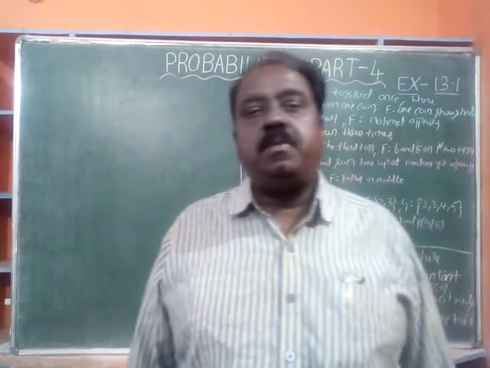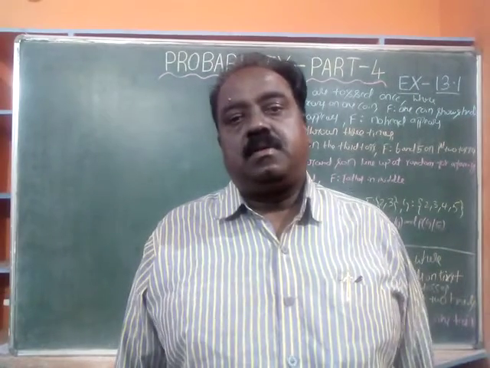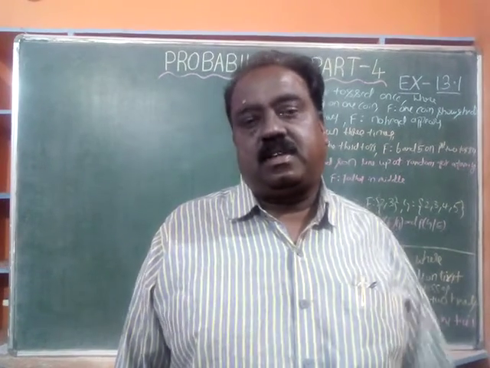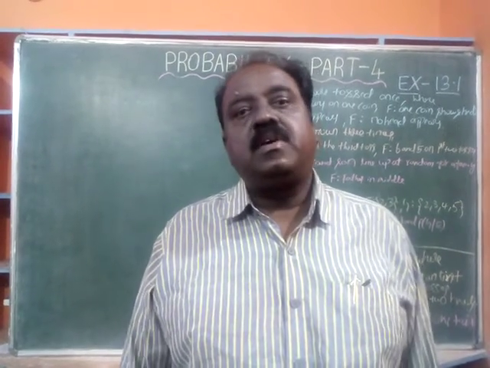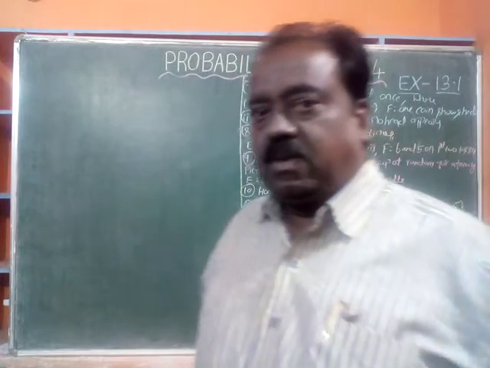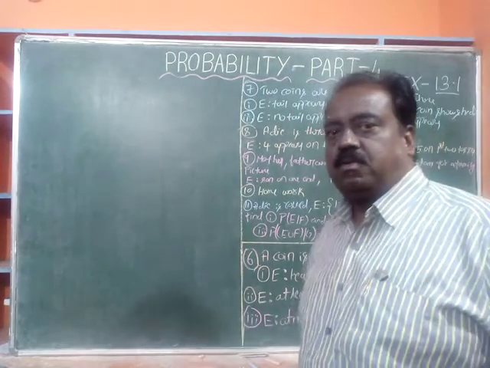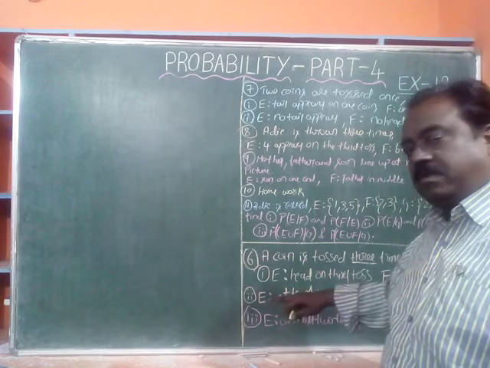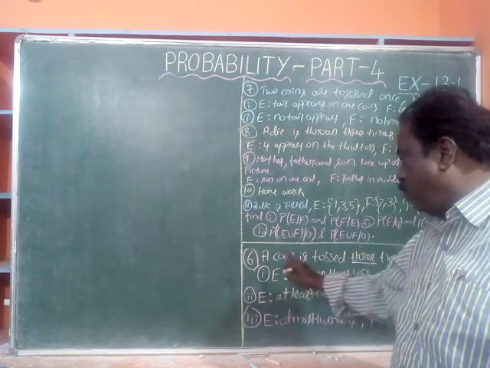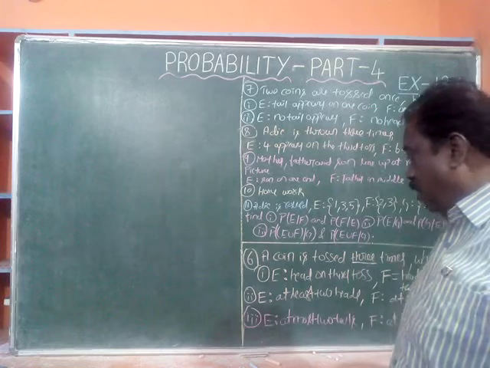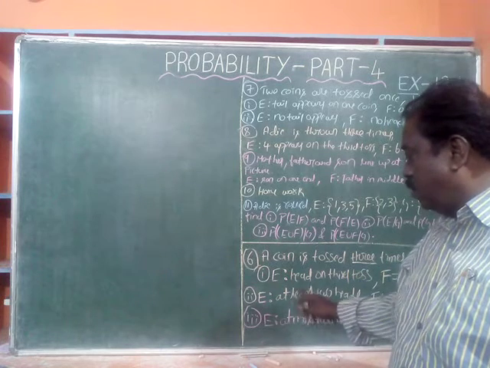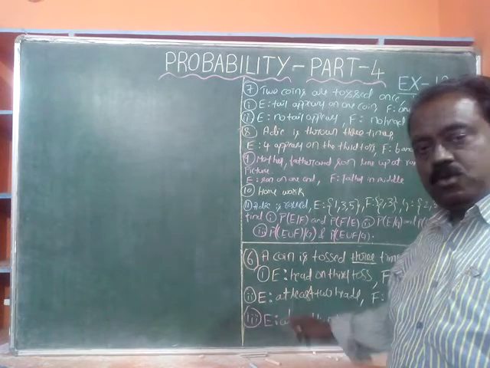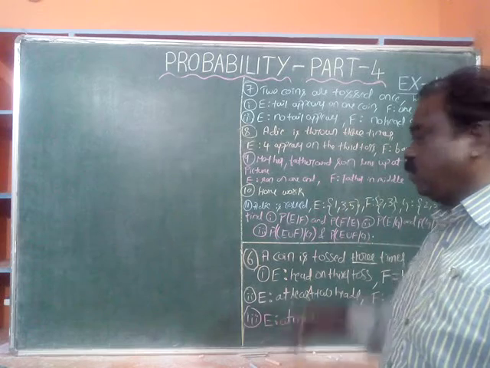We are in probability, the fourth part, where we are solving exercise problems. Six problems were already solved in the third part: five problems completed, and in the sixth problem, one part is completed. Now I am going to start and solve problems 2 and 3, and 7 up to 11.